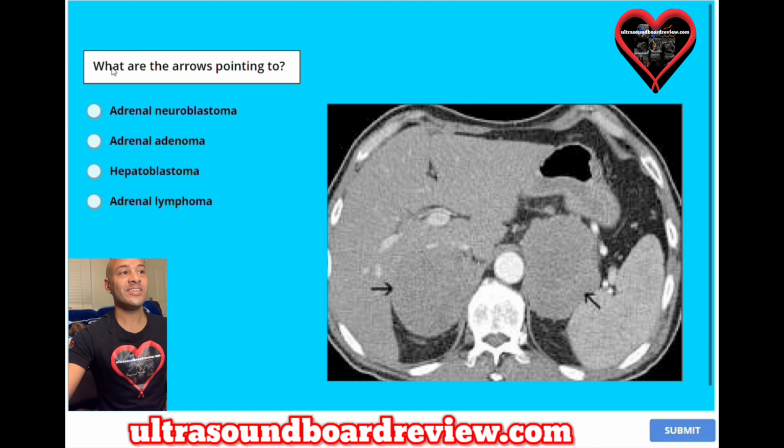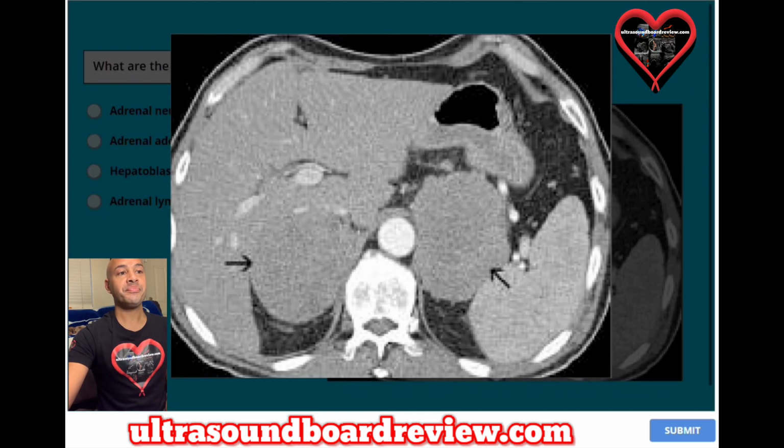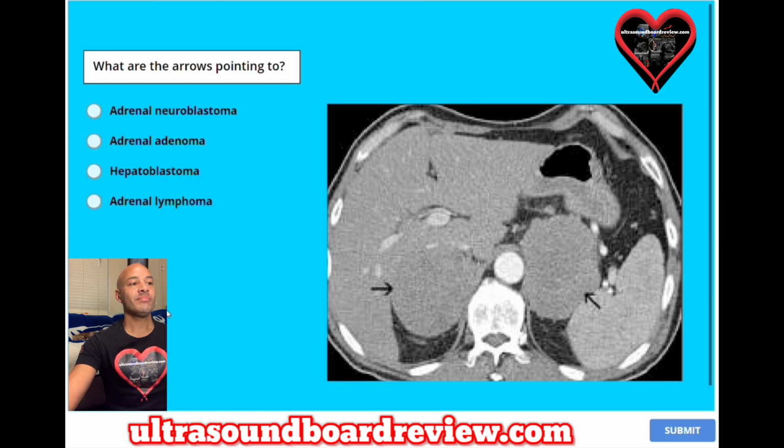Question 136. What are the arrows pointing to? A, adrenal neuroblastoma, B, adrenal adenoma, C, hepatoblastoma, or D, adrenal lymphoma. The answer is D, adrenal lymphoma.